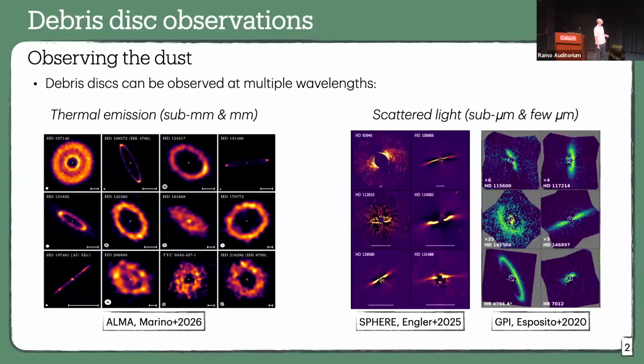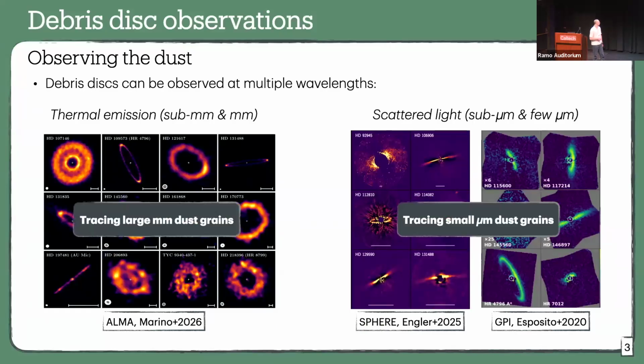But what we can recall from this is that debris disks can be observed in different ways. We can observe the thermal emission of our dust grains at sub-millimeter and millimeter wavelengths with facilities like ALMA. But we can also look at the scattered light emission of our disks at shorter wavelengths. Here I'm showing examples with SPHERE and GPI, but from previous talks we could actually add JWST here. Ultimately, what we're doing here with those different methods is we're tracing different grain sizes, with ALMA tracing our large millimeter dust grains and our scattered light observations tracing our smaller dust grains.